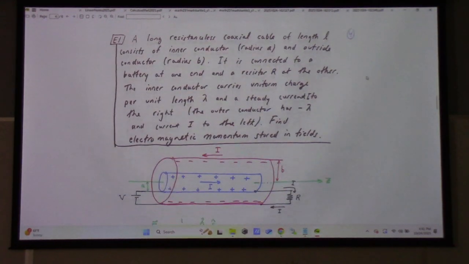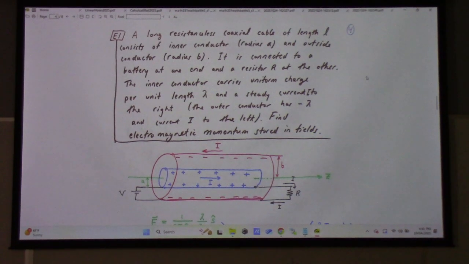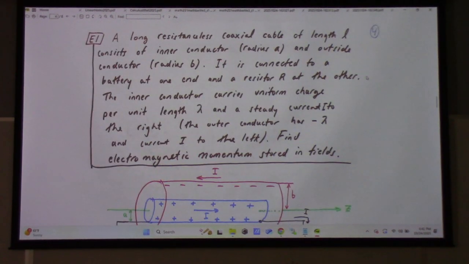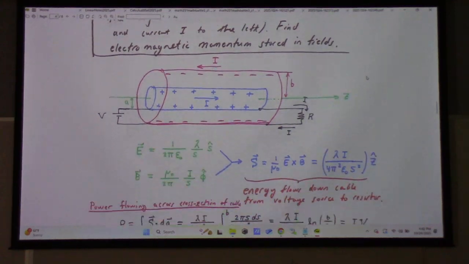Now, here's the example that I talked about at the end of class. I just wanted to go through it because it's an awesome example and it deserves our attention. You have a long resistanceless coaxial cable of length L, consisting of an inner conductor of radius A and an outer conductor of radius B. It's connected to a battery at one end and a resistor at the other. The inner conductor carries a uniform charge per unit length lambda and a steady current I to the right, and vice versa for the outer conductor. You're supposed to find the electromagnetic momentum stored in the fields to start with. This is actually a really pretty calculation.